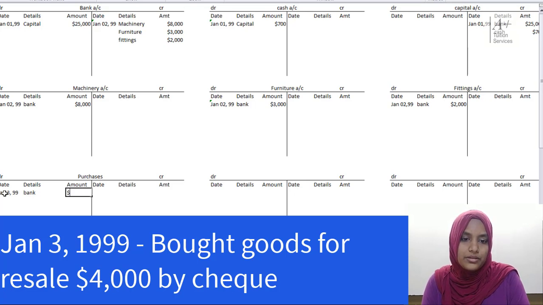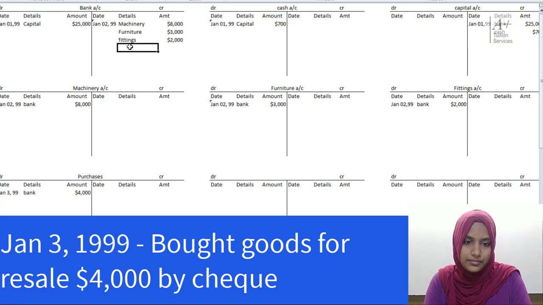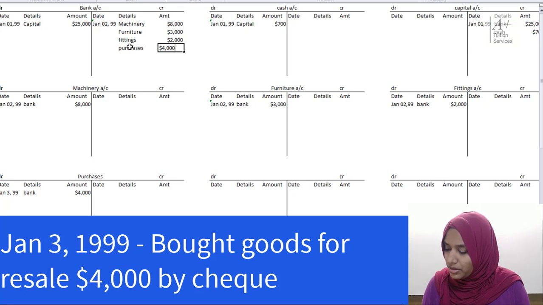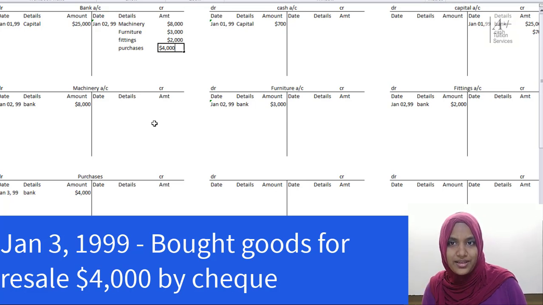Okay, so now we go to our bank account, and we're going to put purchases of $4,000. Good. So we have that. So that's our third transaction. We bought goods for resale. We just use the word sale to tie it up a little bit. But basically, it is a purchase transaction, and purchases are debited. And the corresponding account is the bank, and that is credited.